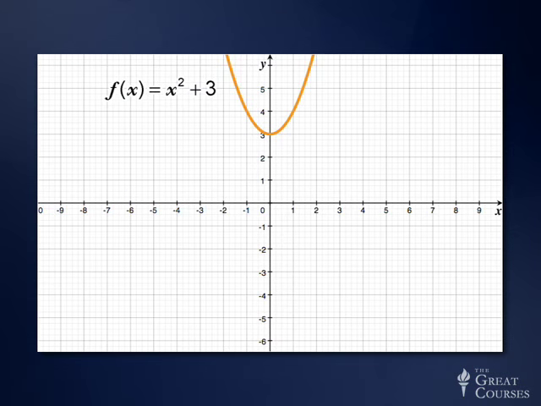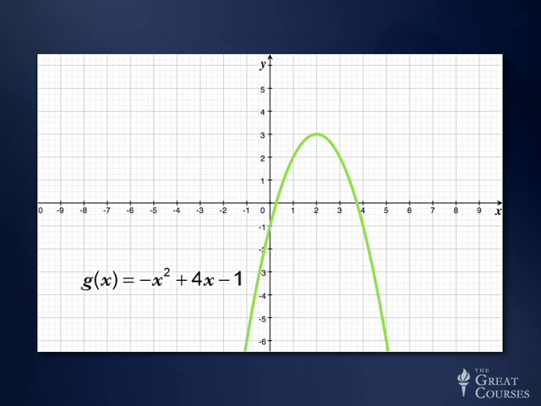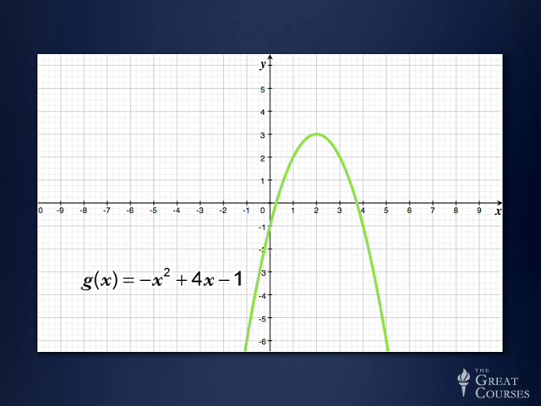First off, the graph of a quadratic function has a special name. It's called a parabola. And here are the graphs of two particular quadratic functions. f of x equals x squared plus 3, and g of x equals negative x squared plus 4x minus 1. Now let me ask you a few questions. First of all, what kinds of similarities do you see between these two graphs? And secondly, what sorts of differences do you see?